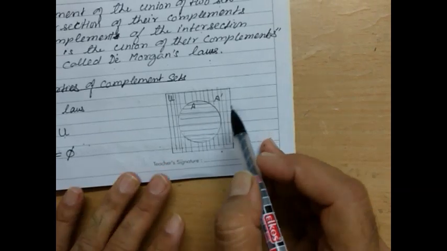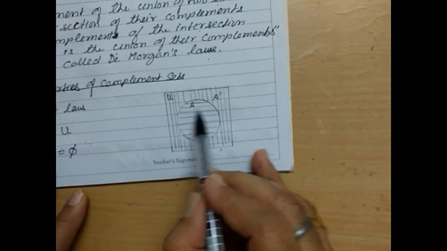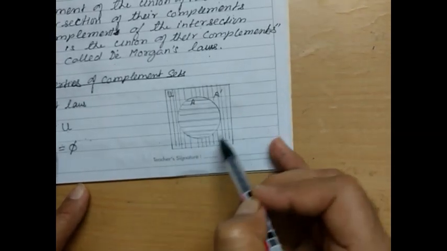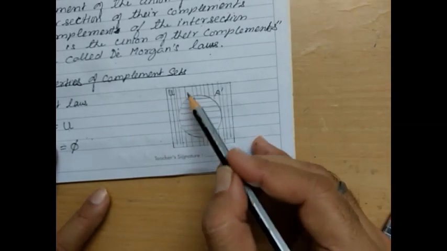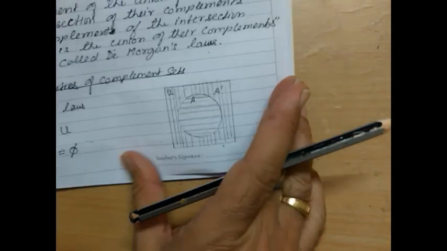This is how it will be represented in a Venn diagram. The horizontal line is your A and the vertical line is your A complement. When the union is taken, the whole portion will be shaded. So if we shade it, it will be the whole union set.